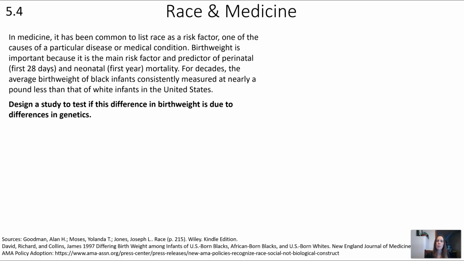So for example, race has often been used to associate with birth weight. Birth weight is important because it's the main risk factor and predictor of perinatal and neonatal mortality. For decades, the average birth weight of black infants consistently measured at nearly a pound less than that of white infants in the United States. So how is it possible, if we just talked about how there's no biological underpinning of race, that there are differences between groups where you're using race to define those groups? So I want you to design a study to test if this difference in birth weight is due to differences in genetics.